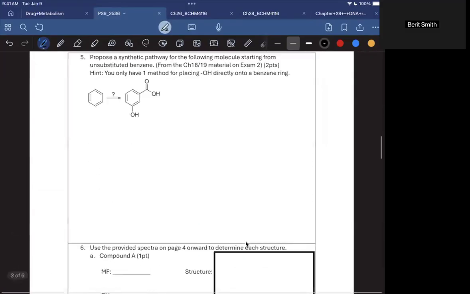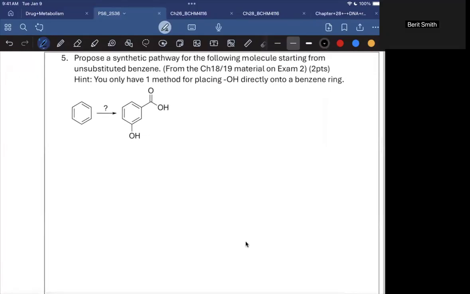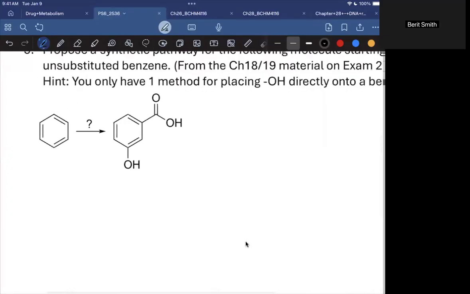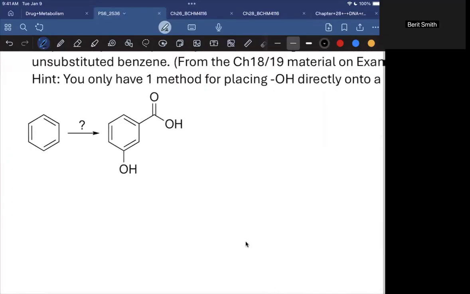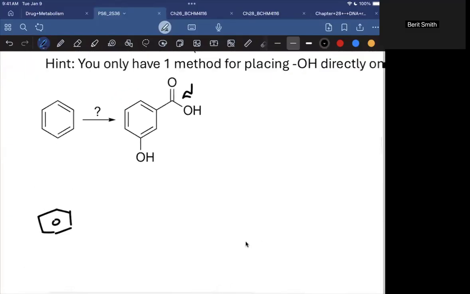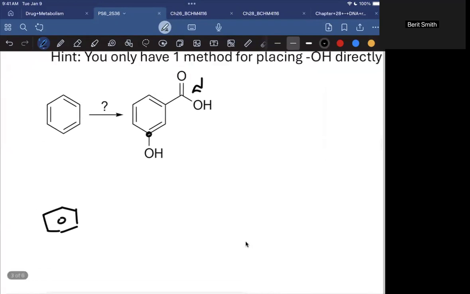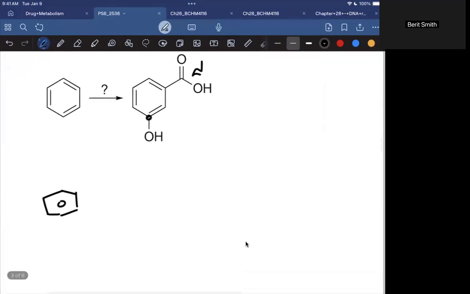All right, synthesis. So synthesis can be a little intimidating. I like to break it up into pieces. So the first thing I see here is we've got this carboxylic acid, and I want to be able to put that on the ring pretty easily because the carboxylic acid is a meta director, and conveniently this alcohol here is already meta to it.